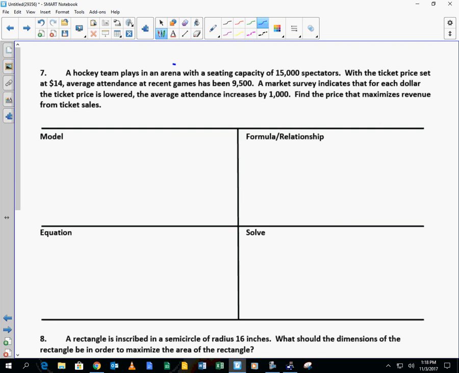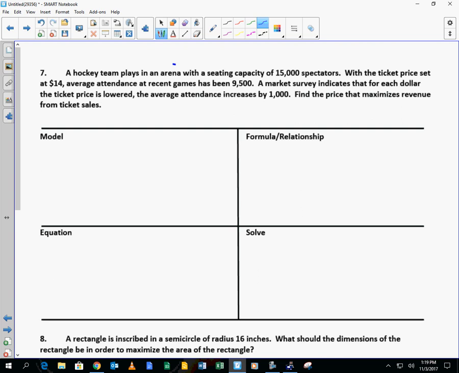We got a hockey team, and they play in an arena that has a capacity of 15,000 spectators. Okay. 15,000 spectators. Ticket price is set at $14. Average attendance at recent games has been 9,500. A market survey, so that they go and find a firm that can tell them how to try to improve business. And they say that if they take the cost and they lower it by $1, then the attendance is going to go up by 1,000.